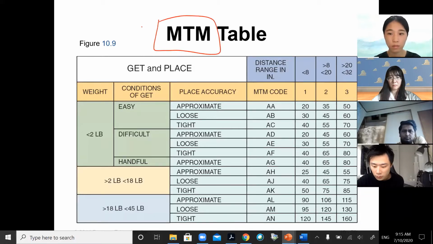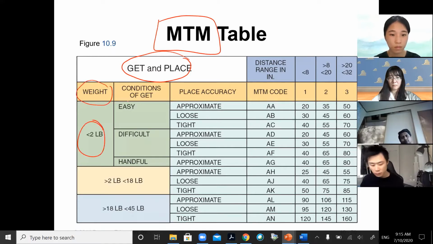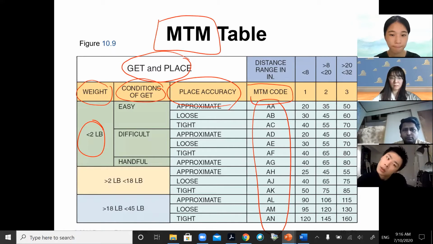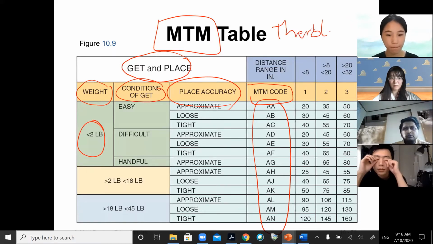Okay, MTM table. So this is just get and place. Get a component, place. Get, place. It is determined by the weight, the condition, the place accuracy, and all of these are coded. It is actually based on Therbligs, which was done by the Gilbreths.